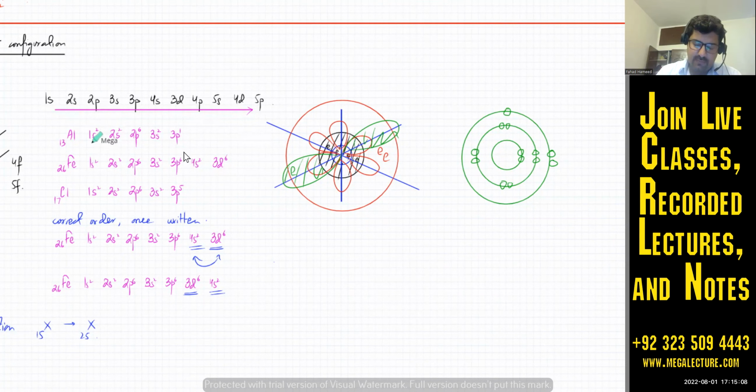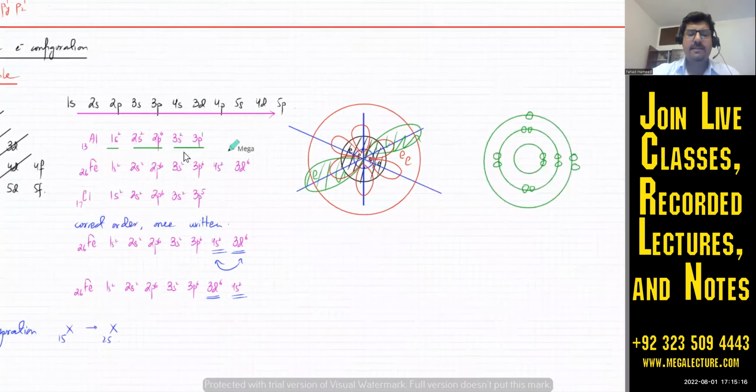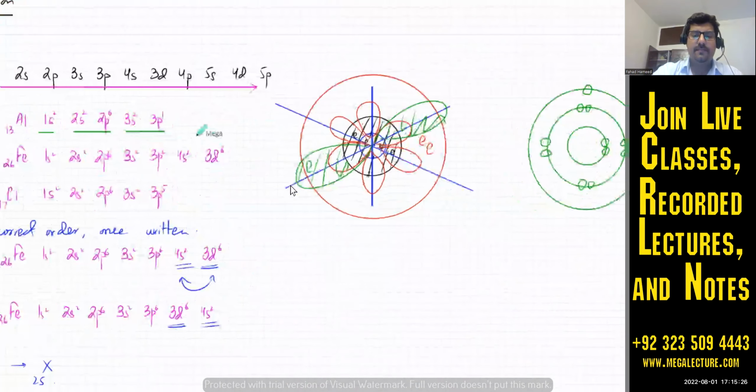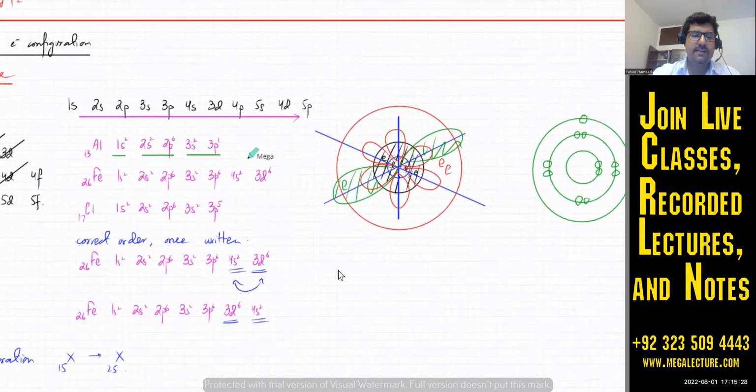If I mark this, first shell, this is the second shell, 8 electrons, and the outermost shell, that's 3 electrons. But remember to keep this in mind. We'll still be using this diagram, but that's how electronic configurations will be written now. Everything else is the same.